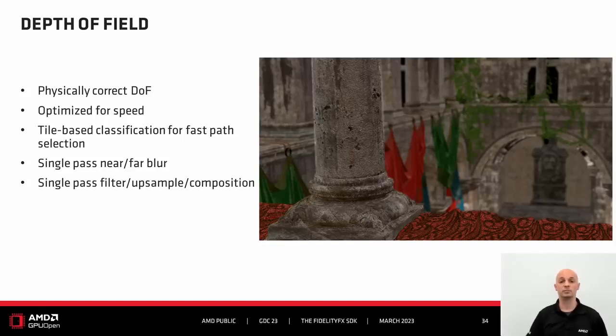And the first of these is FidelityFX Depth of Field. This sample features a physically correct, camera-based depth of field implementation optimized for speed. It makes use of tile-based classification in order to do fast path selection wherever possible. The near and far blur operations are handled through a single pass dispatch, as are the combined filter, upsample, and final composition steps. The entire effect works as a combination of 5 passes: depth and color downsampling, a dilation pass, a blur pass, and a composition pass.